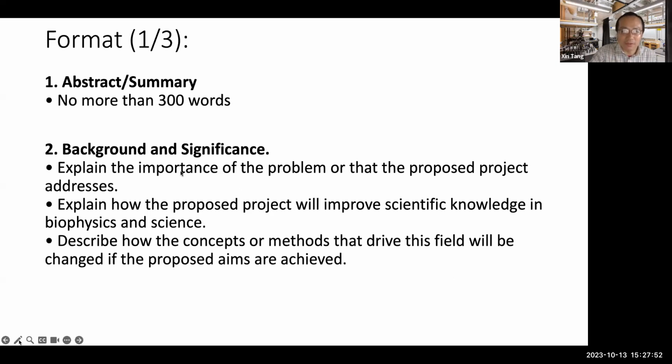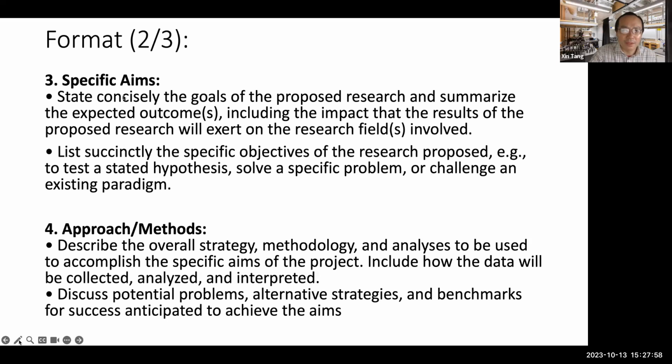So in this section, make sure to explain the background and significance very clearly. Number 3 is the specific aims. We get to the specific items. We need to propose 2 to 3 specific aims, and each aim will state concisely the goal of the proposed project. And if that goal can be achieved, what is the expected outcome? What are the expected results, including the impact and the meaning of the results, right?